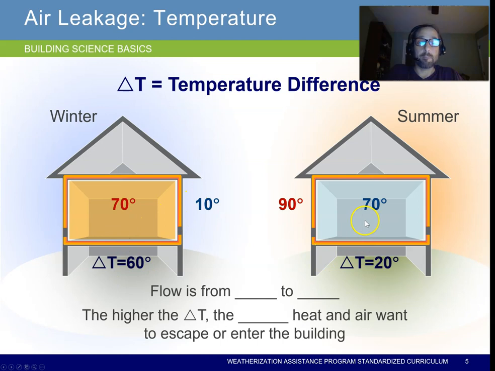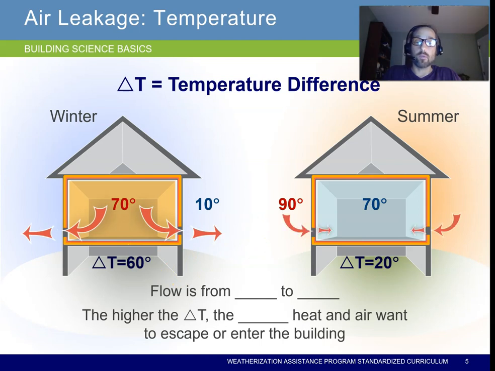Here's my summer, 70 inside, 90 outside. So you can see the temperature is the same indoor year round. In the summer you have a delta T of 20. In the winter you have a delta T in the other direction of 60. Okay, and so in both of these situations, heat is going to flow from the warmer areas to the colder areas. Okay, so it's going to go from warmer to colder.